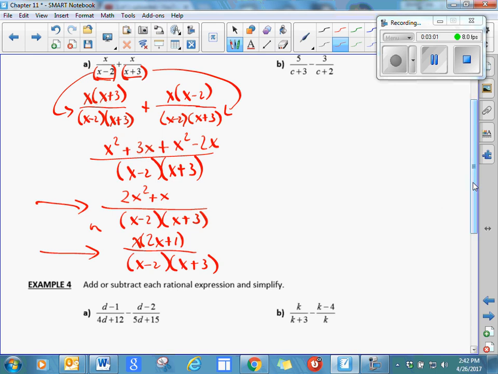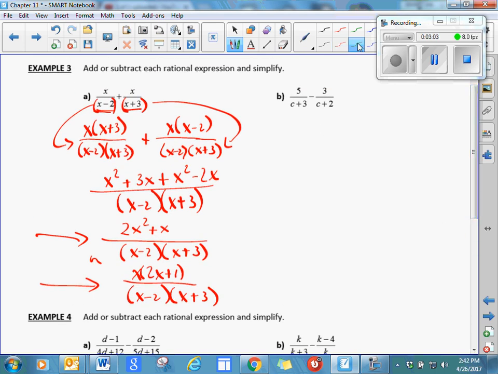All right, let's do B. So we're looking for a common denominator between these two individual terms. They're different. So our LCM is going to be c plus 3 times c plus 2. And we're going to need that in both terms.